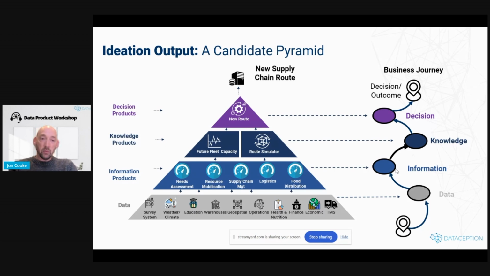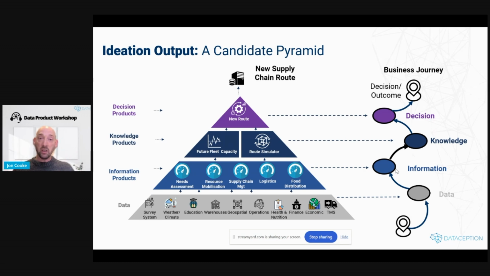We go up to the next level, and we've got the information products, which are basically all the metrics associated with a particular use case. In this case, it's defining a new supply chain route. So again, a supply chain geospatial optimization piece. From the metrics, we have a demand, a future fleet capacity, and then a route simulator, which is indicating the demand and also giving the optimal routes for that particular demand. And then we have a new route decision engine, which pushes out a new supply chain route for logistics for trucks across geographies, which is kind of interesting. But at least it shows you what the output of the ideation piece is.